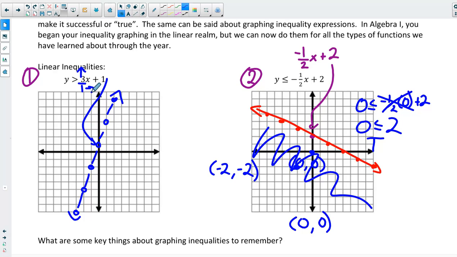Which one? 0, 0? All right, we can do 0, 0 again. So I have 0 is greater than 3 times 0 plus 1. 0 is greater than 1. No. So that's false. Now I like to put my checkpoint down, so 0, 0 is right there. So that's false. I don't need to plug in another point. I jump to the other side of the line and I shade.